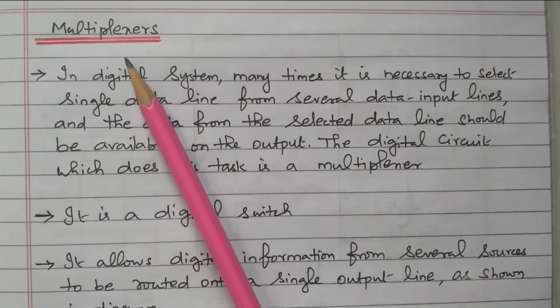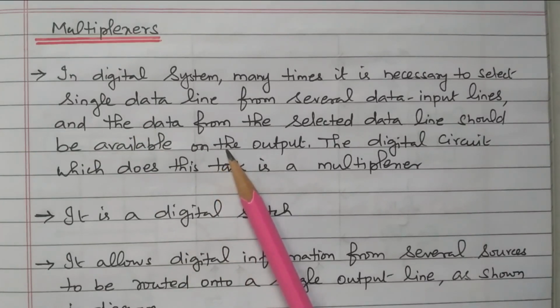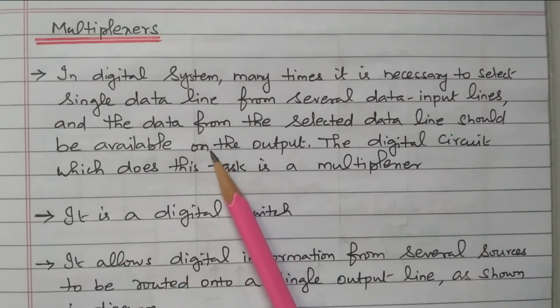So the multiplexer is used to select from several input lines into a single output line. It will perform from several lines to a single line, right? This task is performed by the multiplexer, so it is called a digital switch.